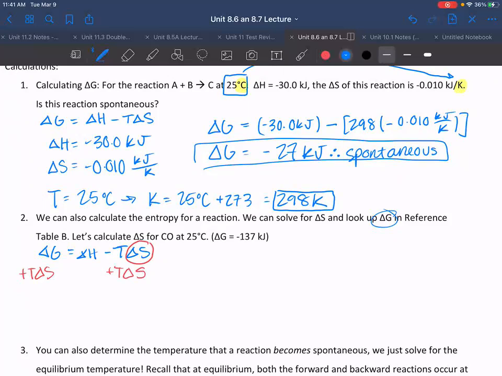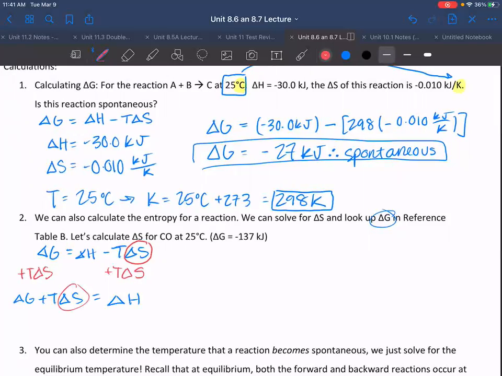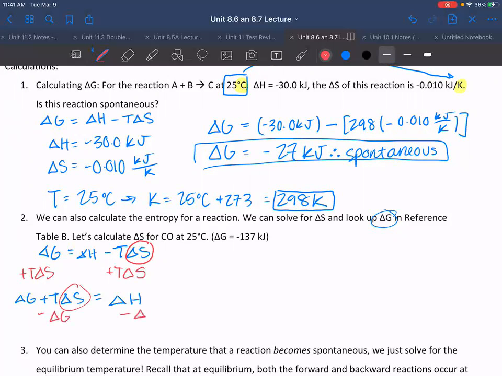Then our new equation is going to be delta G plus T delta S is equal to delta H. Still looking for that delta S. So the next part we do is subtract delta G. We get T delta S is equal to delta H minus delta G. And lastly, we have to divide by T, giving us our final equation. Delta S is equal to delta H minus delta G over T.